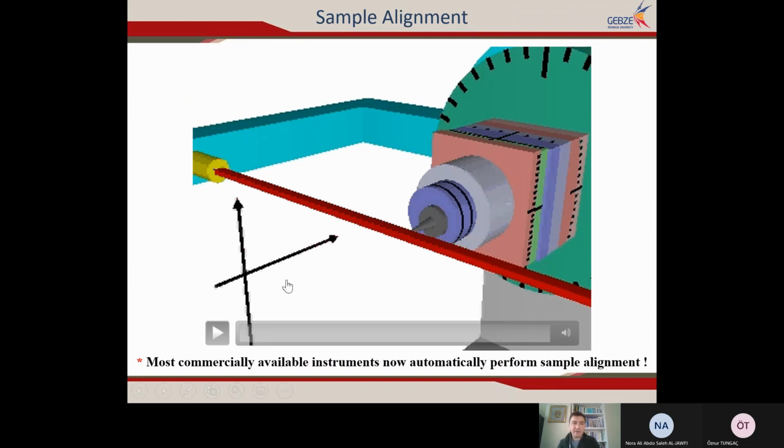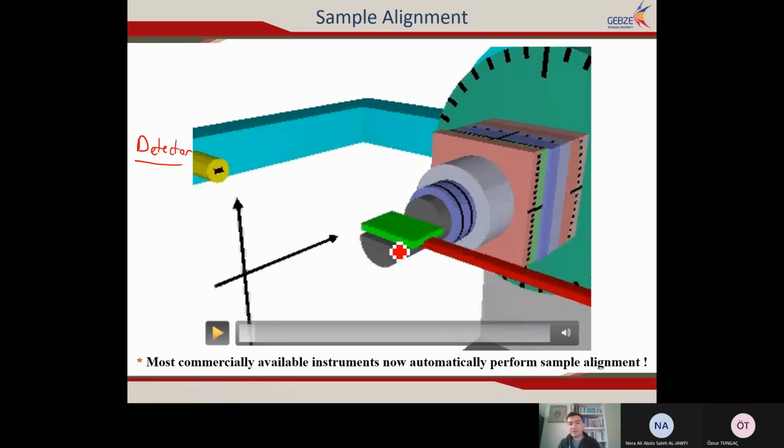Here you see a detector. This yellow one is the detector, let's consider. And this detector is connected to the goniometer, so you can move it up and down. And here we have another goniometer, then we will put the sample here. So this sample can also be moved by using goniometer. Now I will start the animation.